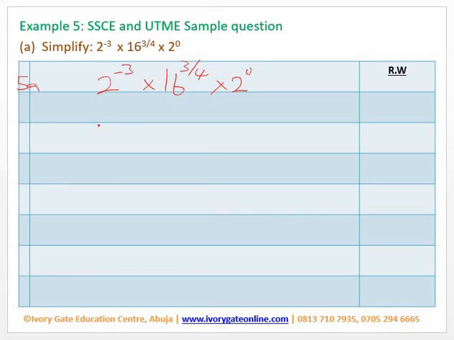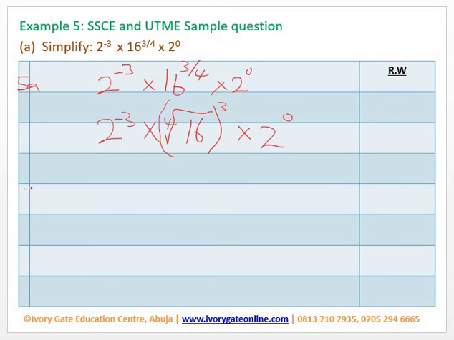Here we have 2 raised to power minus 3. We can now simplify this times 16. Can we make it to be on base 2? Yes. What is 16? Here if we simplify, we have 4th roots of 16 all raised to power 3 times 2 raised to power 0 to complete.